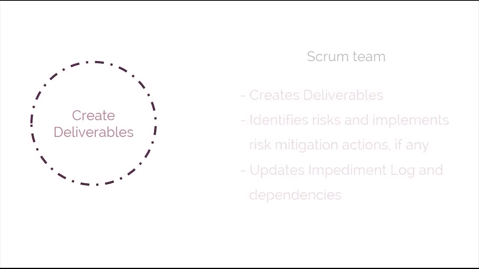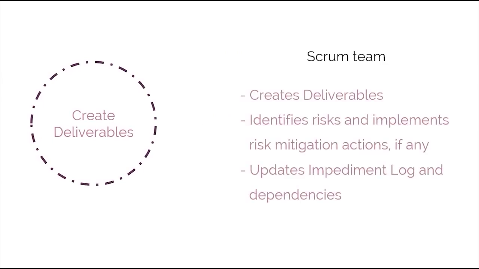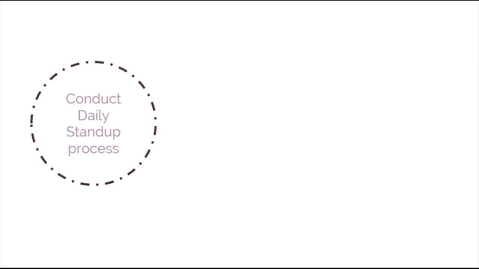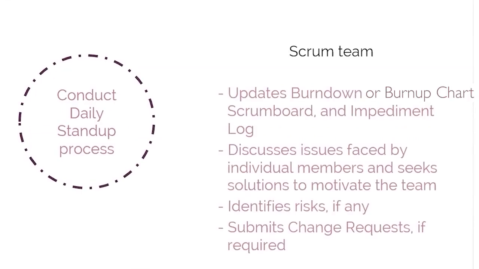For instance, during the Create Deliverables process, the Scrum Team creates deliverables, identifies risks, and implements risk mitigation actions, if any, and updates the impediment log and dependencies. During the Conduct Daily Stand-Up process, the team updates the burndown chart or burnup chart, Scrum board, and impediment log, discusses issues faced by individual members and seeks solutions to motivate the team, identifies risks, if any, and submits change requests if required.